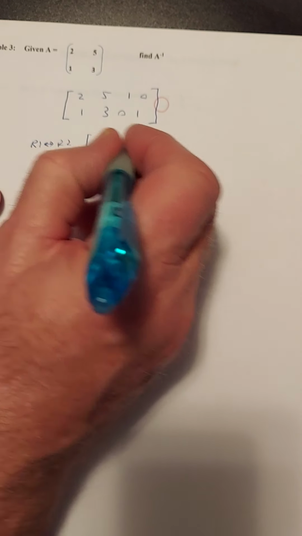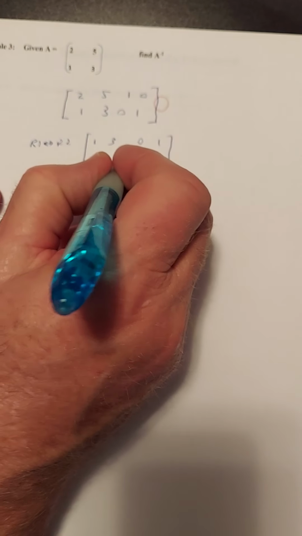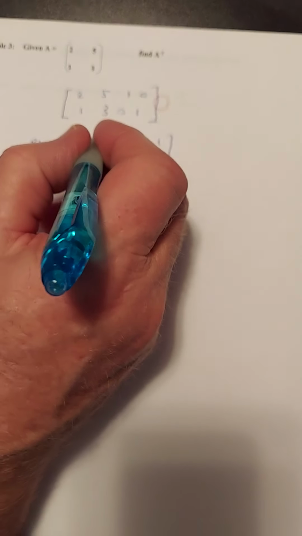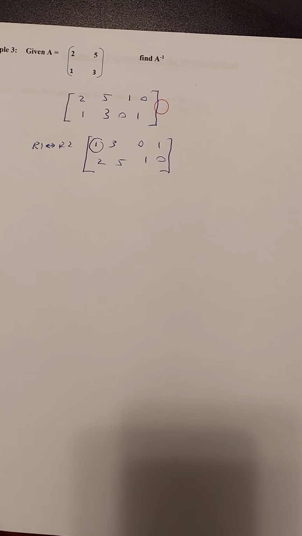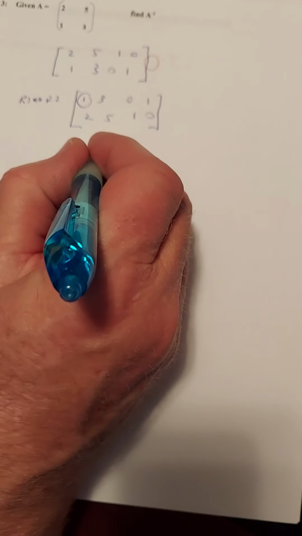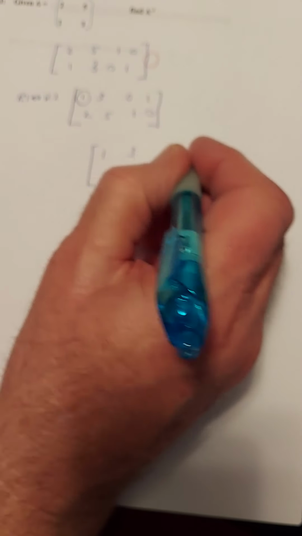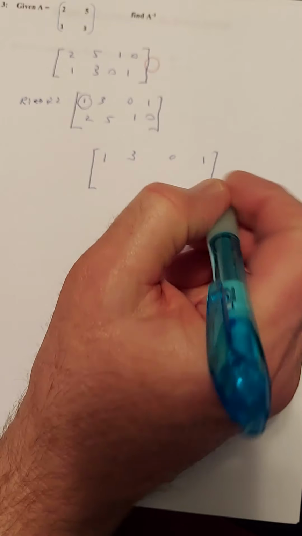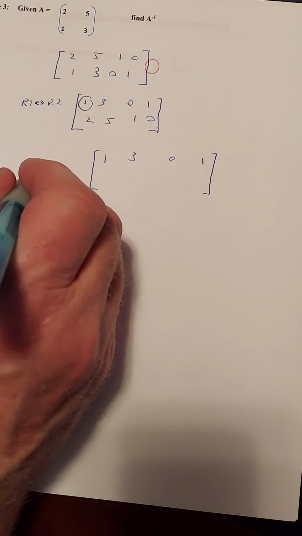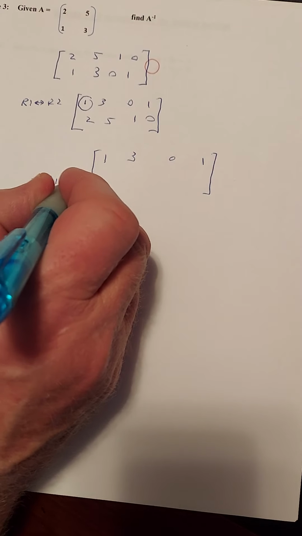So 1, 3, 0, 1. And the bottom becomes 2, 5, 1, 0. And there's your pivot. I want to get a 0 below it. Top row stays the same. To get a 0 here, I'm going to take -2 times row 1. I'm going to add it to row 2.